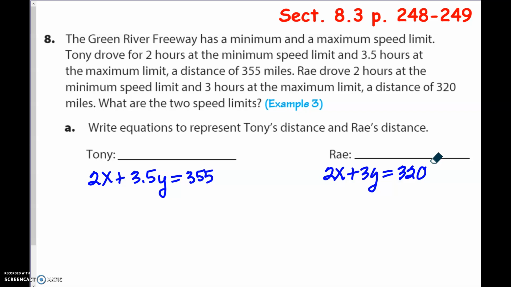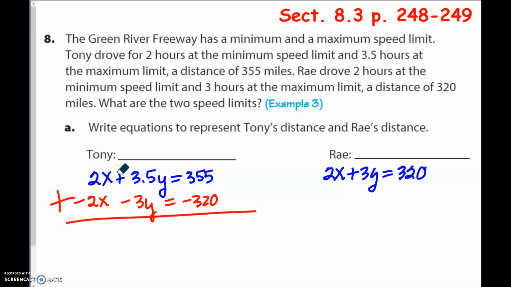All right, so I'm just going to rewrite Ray's equation right underneath Tony's, but I'm going to change all of Ray's signs so that I can just add this up. So when I add these together, my x's cancel out, and I get 0.5y. And when I take 355 minus 320, I end up with a 35. And I'm going to divide by 0.5. So when you take 35 and divide by 0.5, we get y is 70.